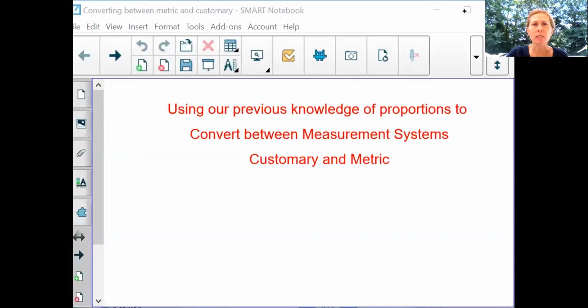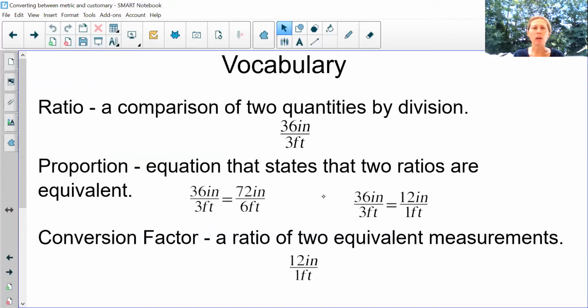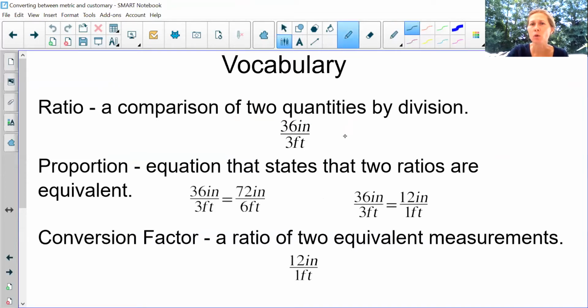Before we start doing the problem, we need to understand our vocabulary. All right, let's look back at vocabulary. We need to remember about ratios, proportions, and conversion factor. A ratio is a comparison of two quantities by division. This is actually a type of ratio, which is a rate, right? But this is a rate because it has two separate units, all right?